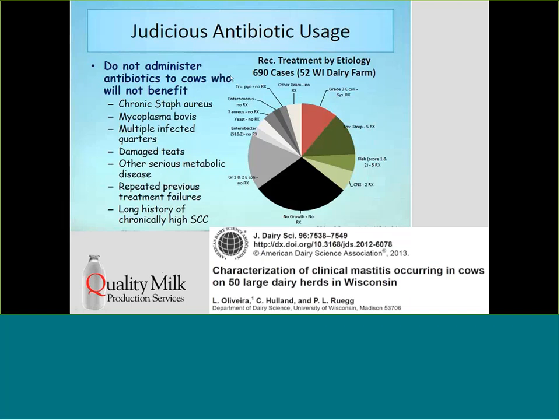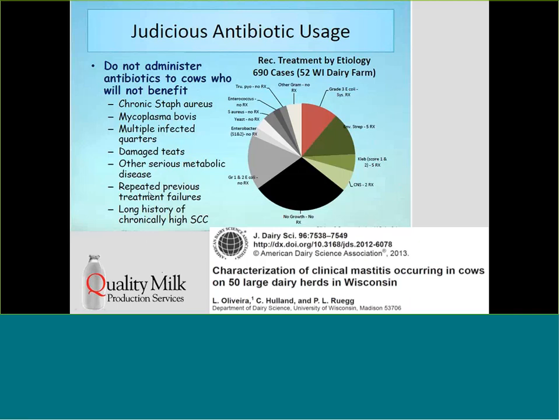All right, so we can look through 690 cases here. Chronic Staph aureus cows, probably not going to benefit from another round of tubes. Mycoplasma, never benefits from any tubes. Multiple infected quarters, probably a losing battle. Damaged teats, they probably need some physical therapy, not antibiotic therapy. Those cows that have serious metabolic disease in addition to mastitis, probably not going to respond really well.